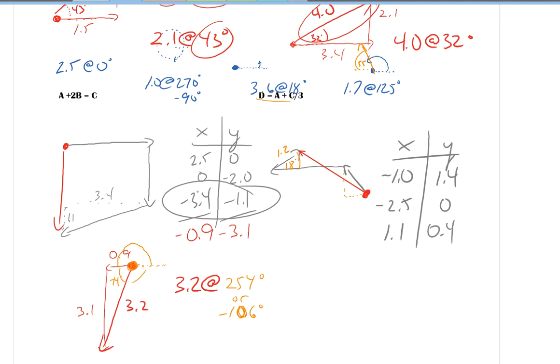All right, so positive negative check. That last vector is going to the right, so the x component is positive. That's fine. It's on its way up, so the y component is positive. That's also fine. All right, so they're all put together.